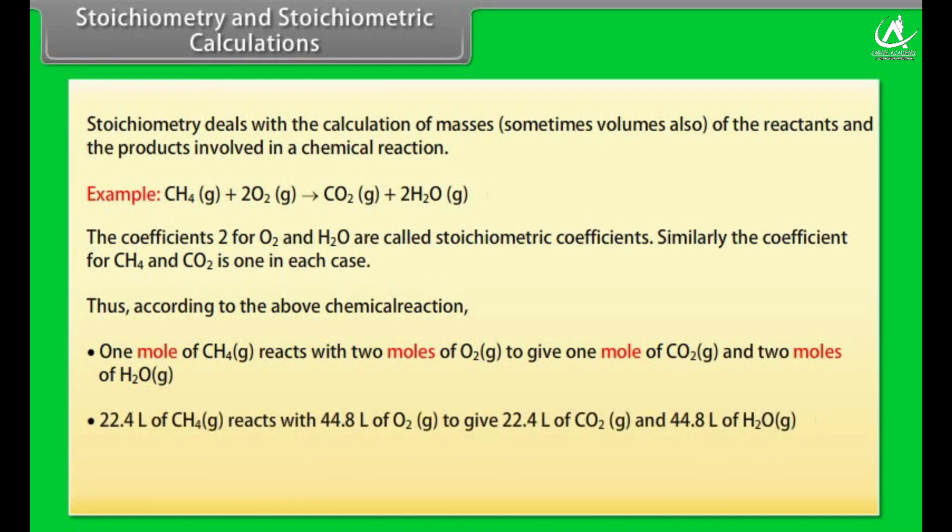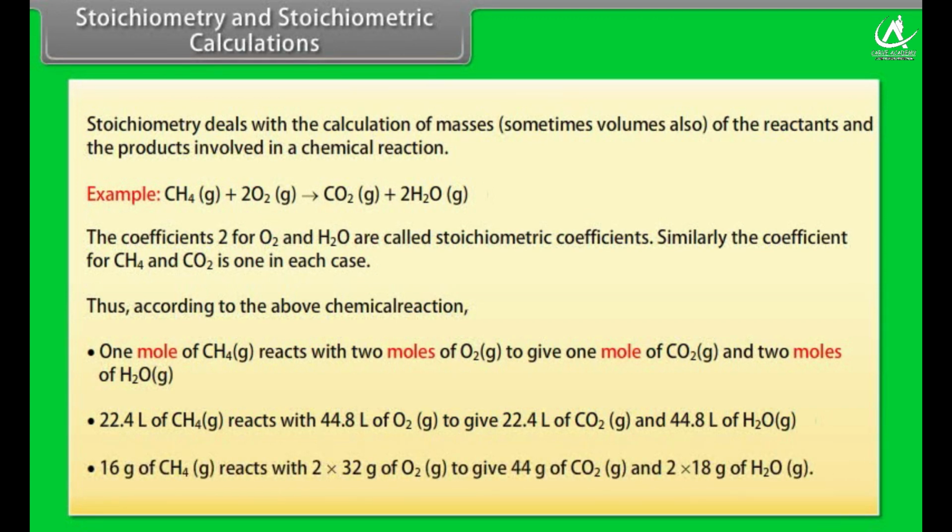22.4 L of CH4 reacts with 44.8 L of O2 to give 22.4 L of CO2 and 44.8 L of H2O. 16 gram of CH4 reacts with 2 into 32 gram of O2 to give 44 gram of CO2 and 2 into 18 gram of H2O.